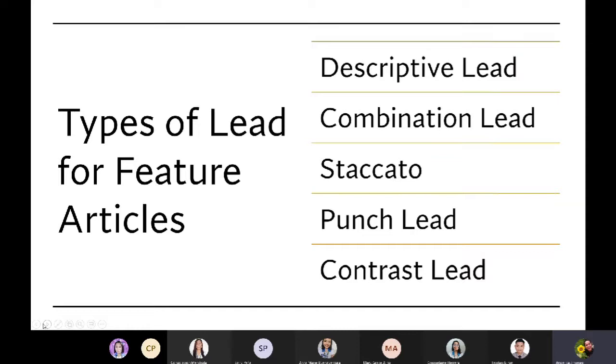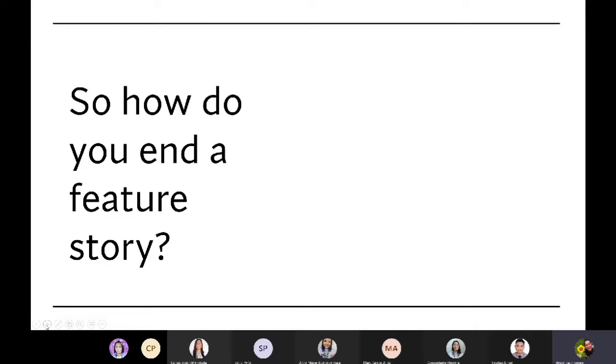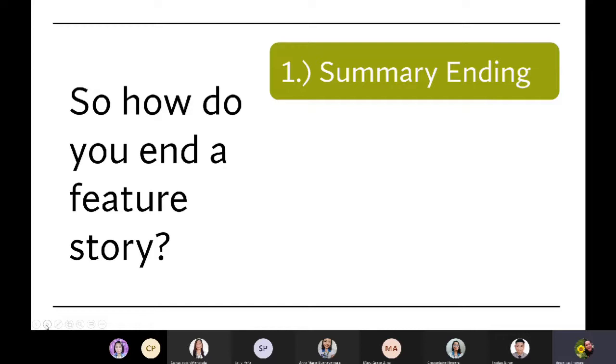So how do you end a feature story? So we already know the lead. And then the body, it's up to you how you're going to present it. But how are you going to end this? Summary ending. You can wrap up what you have said. Like a traditional way of concluding a message.